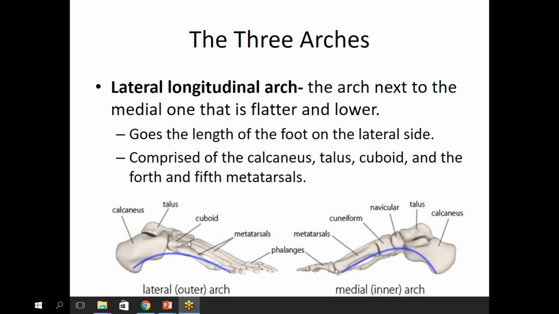Then you have the lateral arch, which is the lateral longitudinal arch, is the one that's more flatter, and it's on the outside of the foot. Again, I'm not going to read all that to you, but you can read that. But this here is on the outside, where the medial inner arch is this one, and the outer arch is on the outside.